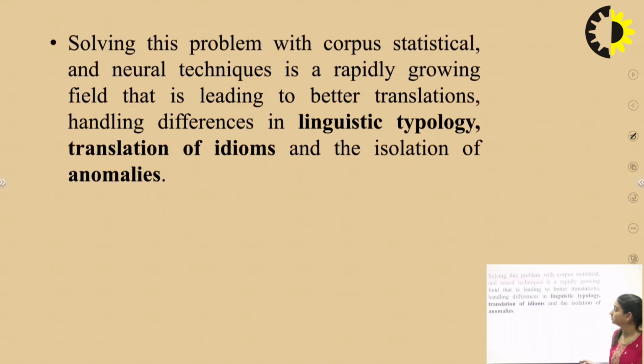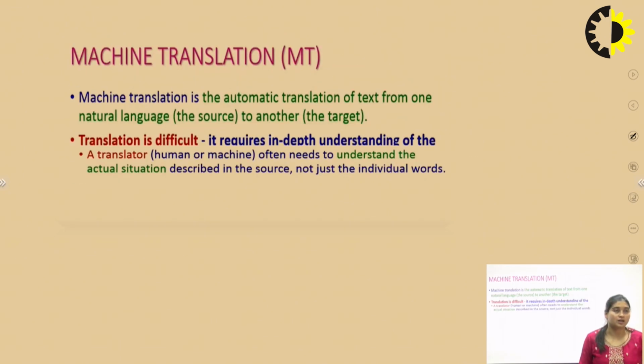Next subtopic in NLP is machine translation. We have already studied the definition of machine translation and what MT refers to. Now we are going to see this particular term in detail. MT, or machine translation, is the automatic translation of text from one natural language to another, meaning from the source to the target. That is machine translation in very simple terms.